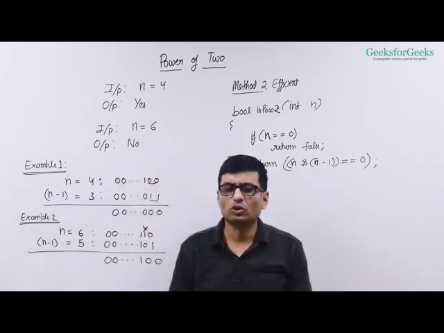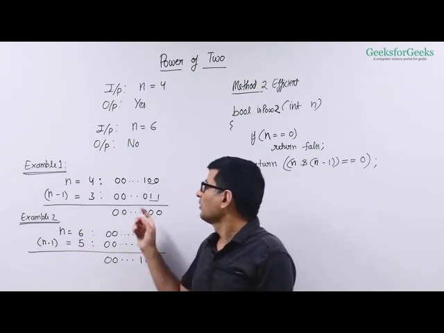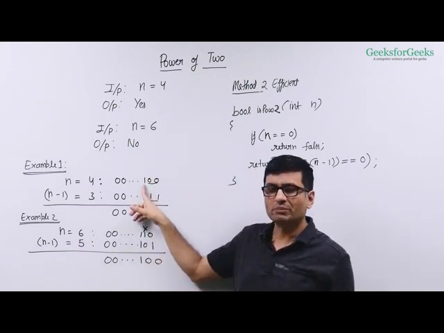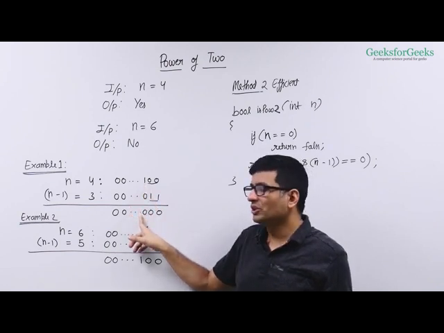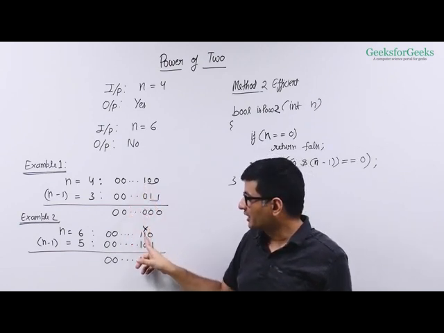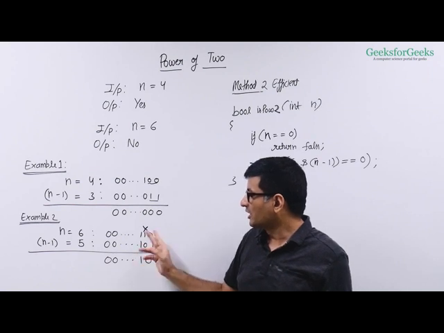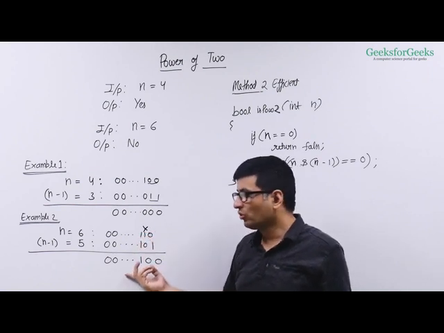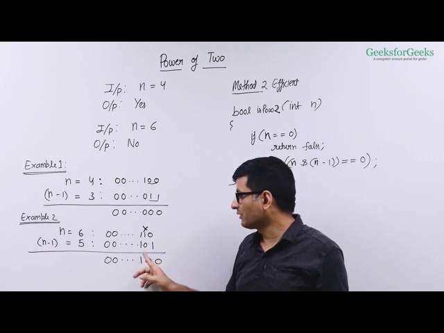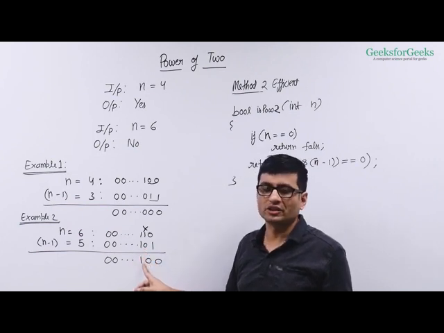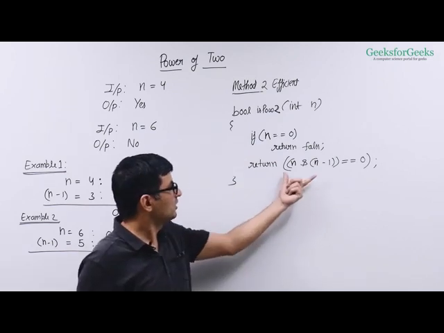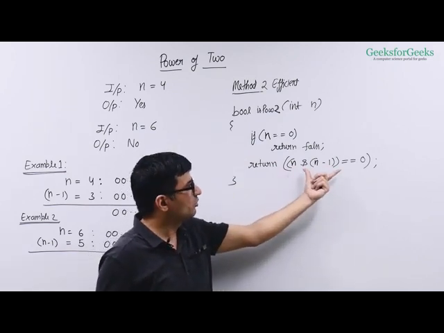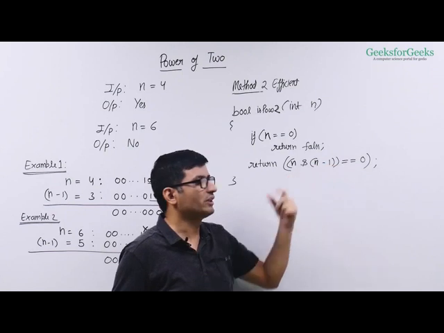So what we have done in both the examples, we have unset the rightmost set bit. And if it was the only set bit, then we get the number 0. Here we unset the rightmost set bit. Since there are two set bits, you do not get 0 in the result. Right? You have still one bit set in the resultant. So that is why it's not a power of 2. So that's the idea. We return true if this result is 0, otherwise we return false.